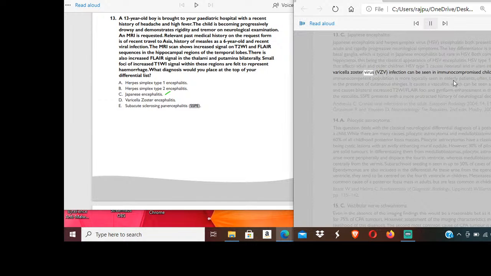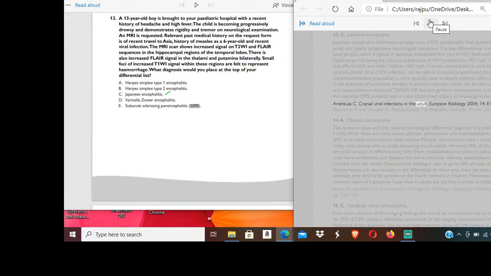Herpes varicella zoster virus, VZV, infection can be seen in immunocompromised children, but in the immunocompetent population is more typically seen in elderly patients, often, but not exclusively, in the presence of cutaneous shingles. It causes a vasculitis, which can be seen angiographically, and causes bilateral increased T2WI/FLAIR foci and gyriform enhancement in the distribution of the vasculitis. SSPE presents with a more protracted history of neurological decline.